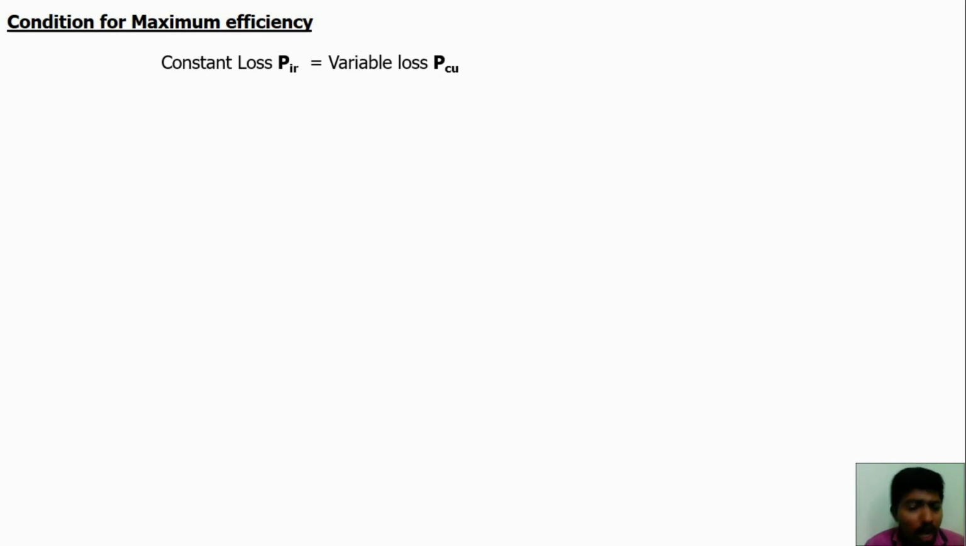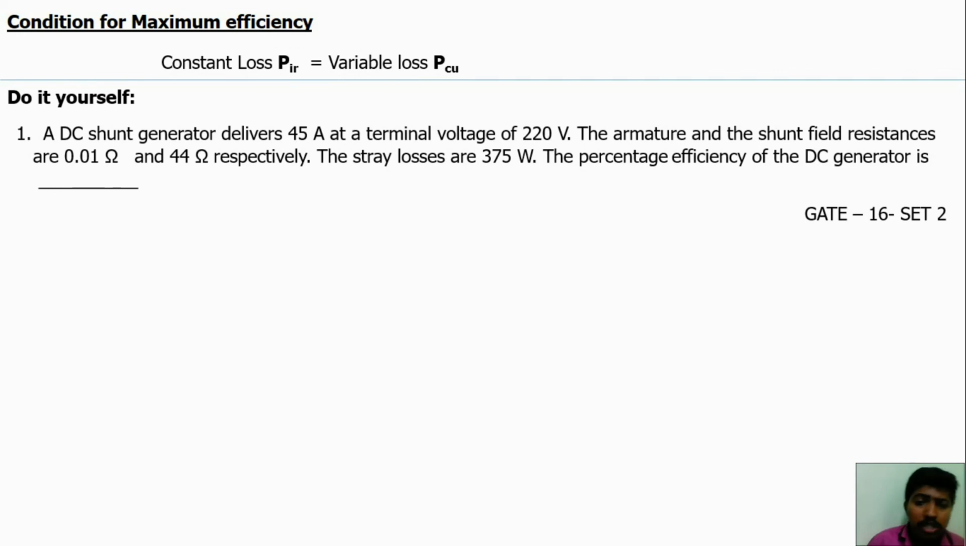So now do it yourself. This question was asked in the GATE 2016 examination. Here a generator is given, it delivers 45 amps, load current is known, load voltage is given, so we can find the load power. Here armature resistance, field resistance is given, stray loss, constant loss is given, okay. So directly we can find the variable loss, and the generator output, find the output, we can find the efficiency of the machine. The answer for the question is 86.8%, okay.